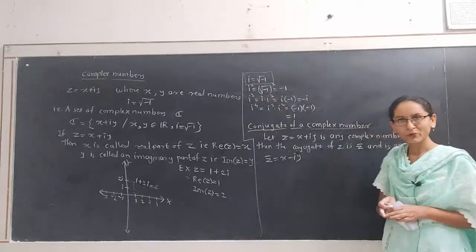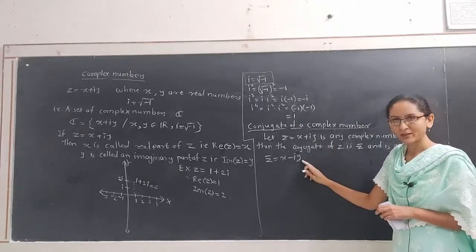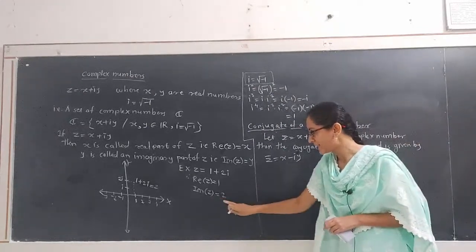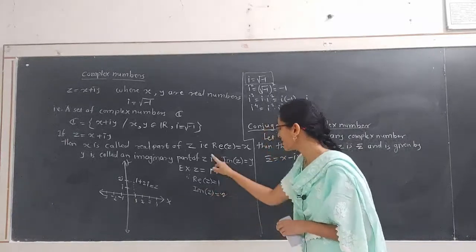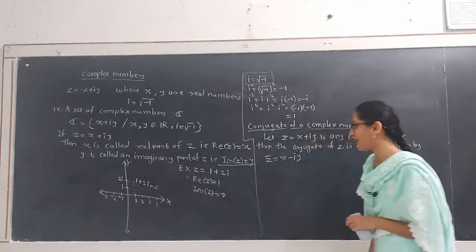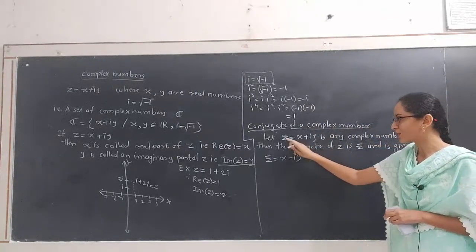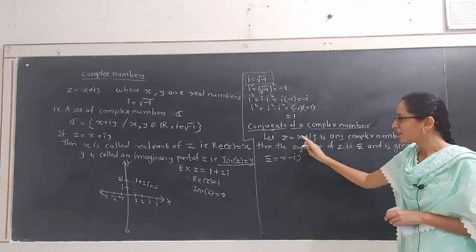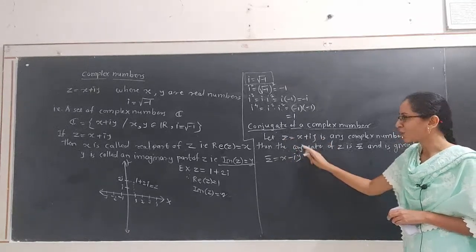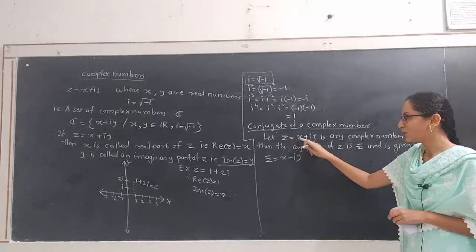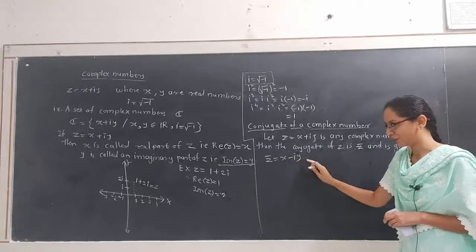It is a fixed value. We cannot change it. We only change the sign of the imaginary part, which is y. See here, y is the imaginary part of z. Change its sign. If you want to find the complex conjugate of a number, then take the real part as it is and change the sign of y. That means the conjugate of z equal to x plus iy is z bar equal to x minus iy.